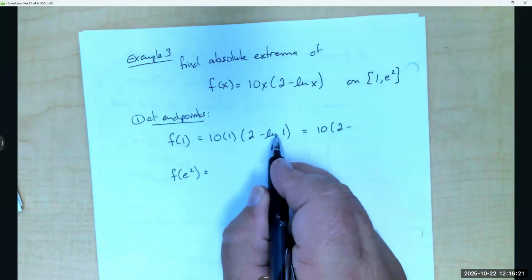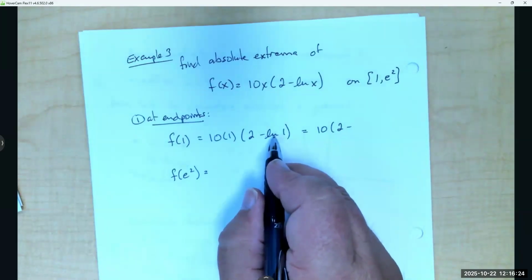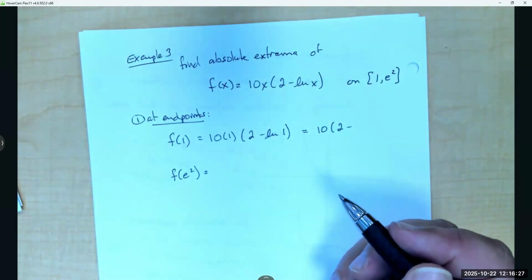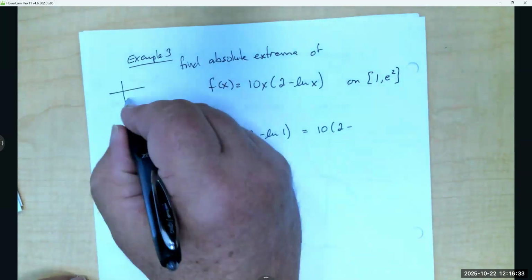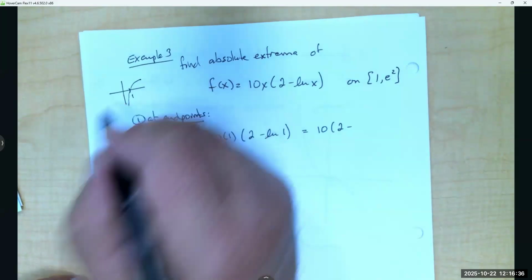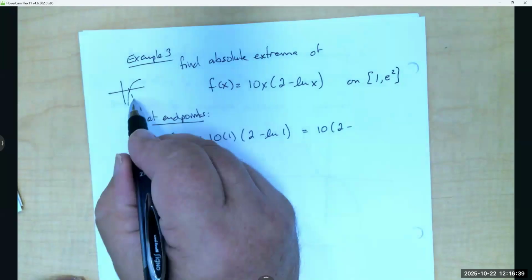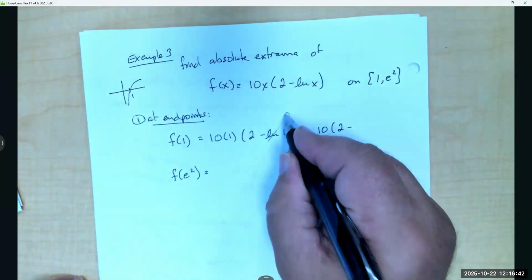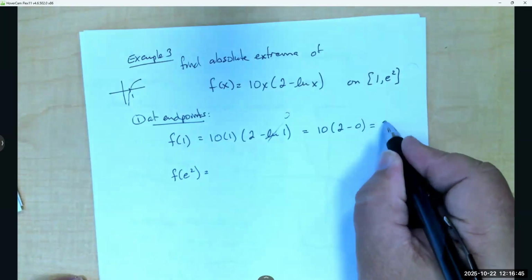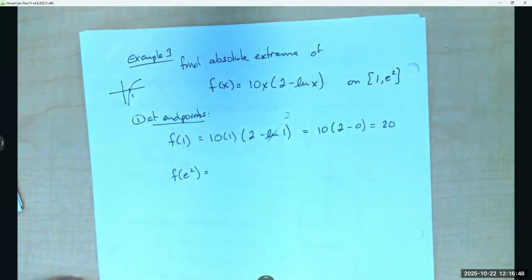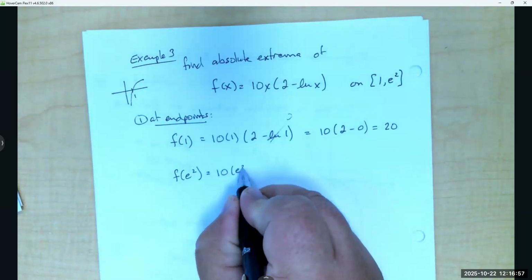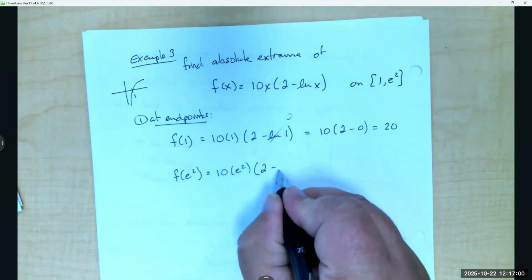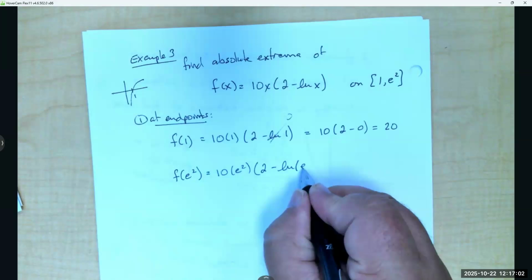What is the ln of 1? What does the graph of ln look like? The graph of ln looks like this. So when x is equal to 1, the value is 0. So the value is 20. Then at e squared, we have 10 e squared, 2 minus ln e squared.